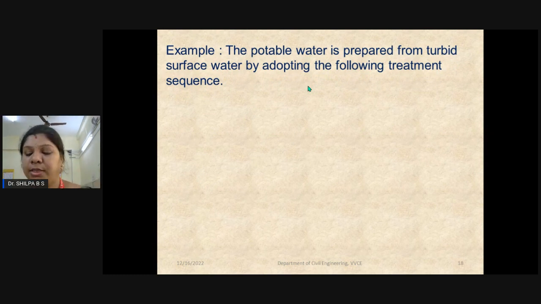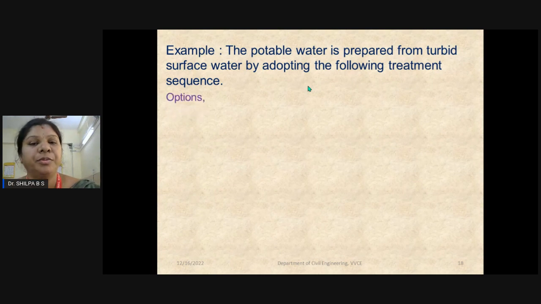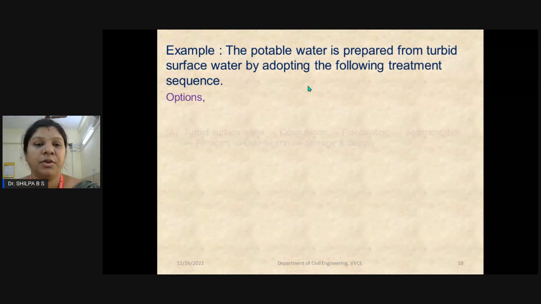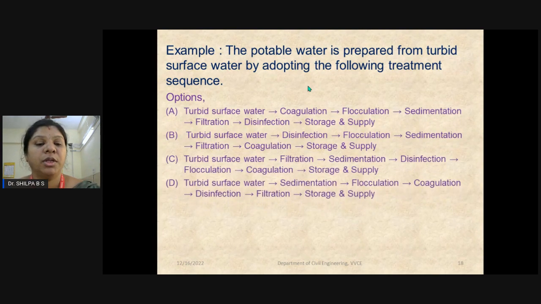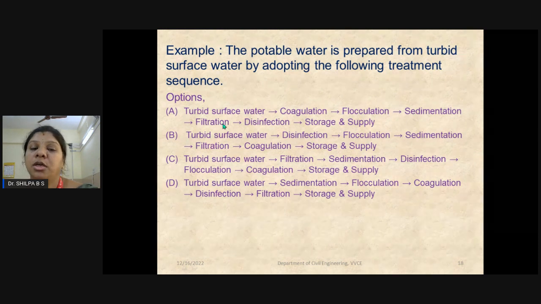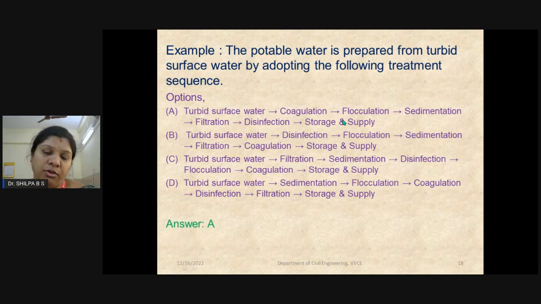Here is one simple example question from a previous year question paper. Potable water is prepared from turbid surface water by adopting the following treatment sequence. These are the options given, and we need to select the correct one. In the first option: turbid surface water, coagulation, flocculation, sedimentation, filtration, disinfection, storage. Whereas in the second option they have given turbid surface water, disinfection, which is wrong. Turbid surface water, filtration is also wrong. Turbid surface water, sedimentation is also wrong. Among these four options, the correct sequence of water treatment is the first one: turbid surface water, coagulation, flocculation, sedimentation, filtration, disinfection, and storage and supply. The answer is A.